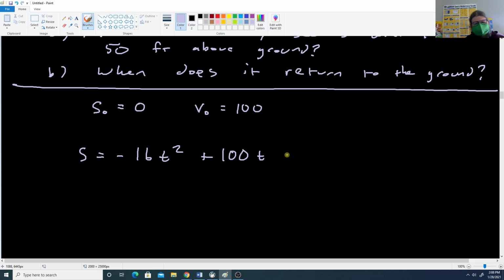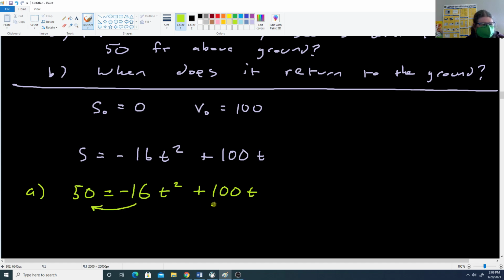Plus 0 doesn't do anything, so it doesn't add any extra information. We're going to leave our formula like this. So this is a formula where I can input time and get height, or I can input a height and solve for the time. For part A's solution, we're going to set the height equal to 50, and solve the equation for t to see what times correspond to a height of 50.